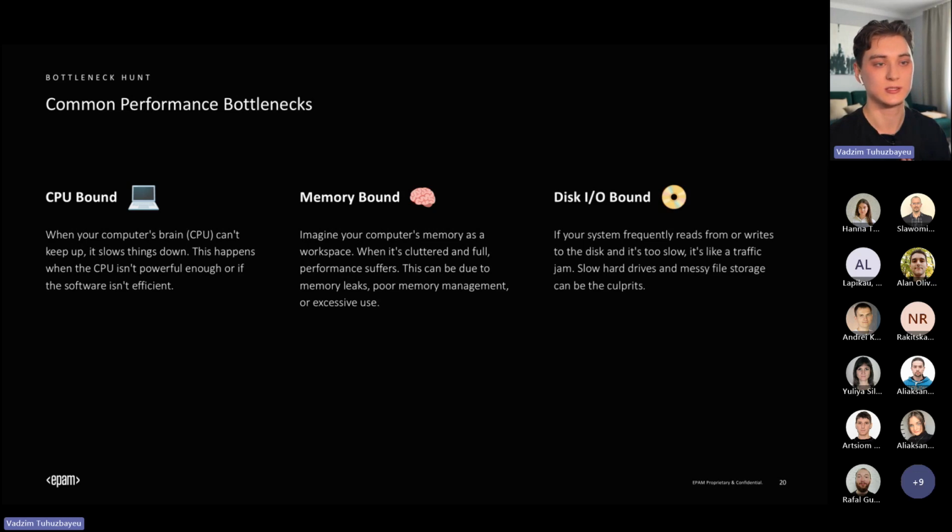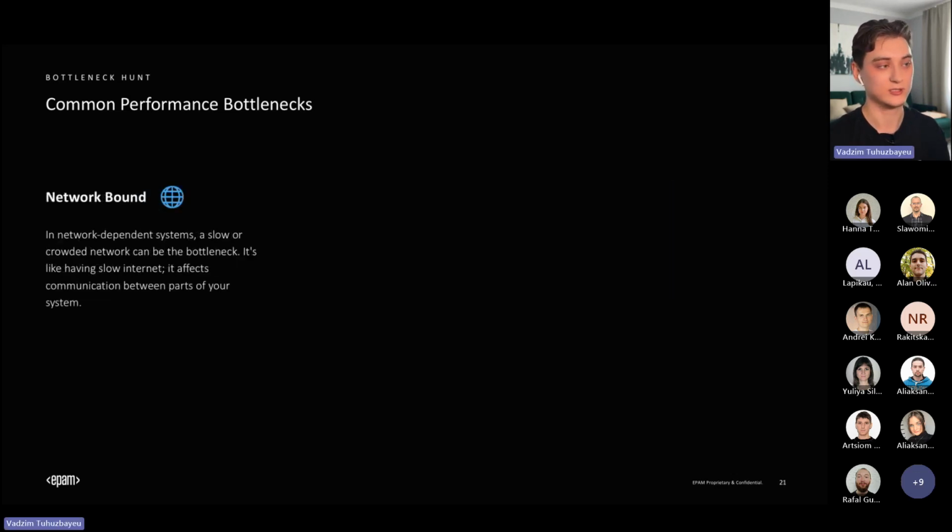The next one is disk input-output bound, and imagine your computer as a slow mail delivery person. If it takes forever to deliver or pick up mail, it's like a traffic jam for your computer. Network bound is when, in systems that depend on the internet, a slow or busy network can slow everything down. It's like a slow highway for your data.